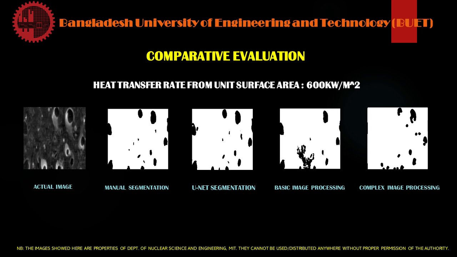So you can see the actual image and manual segmentation, then automatic segmentation using UNET, and we also did some basic image processing operation and some complex image processing operation. The basic image processing operation was extended minima thresholding. We did it for each testing image, and the complex image processing includes adaptive Gaussian thresholding, then morphological erosion, dilation and corresponding operations. So here are some demos.